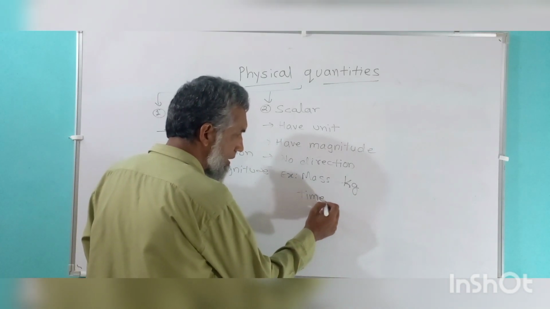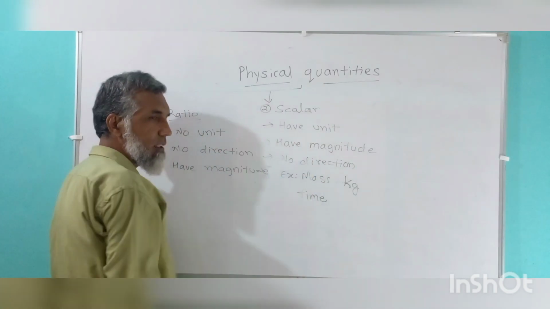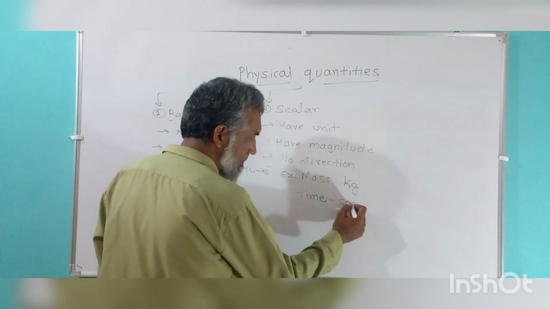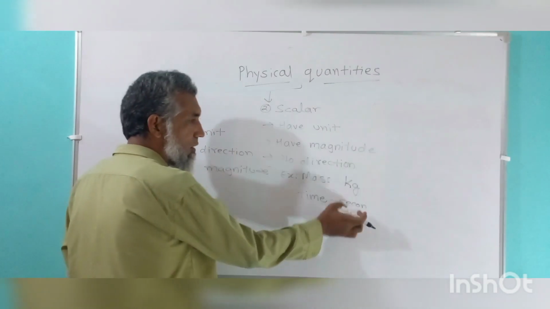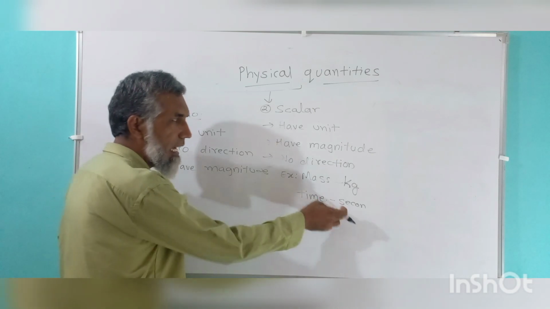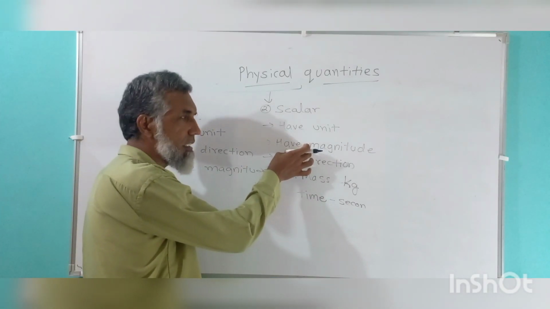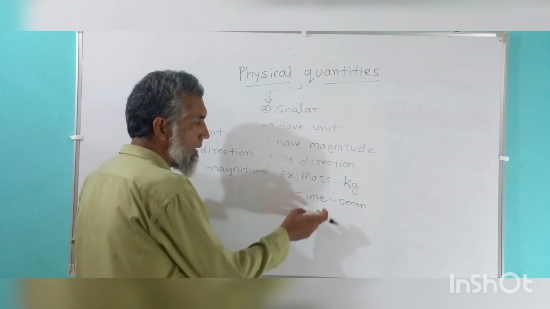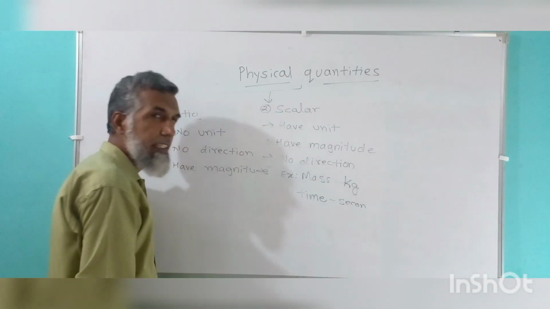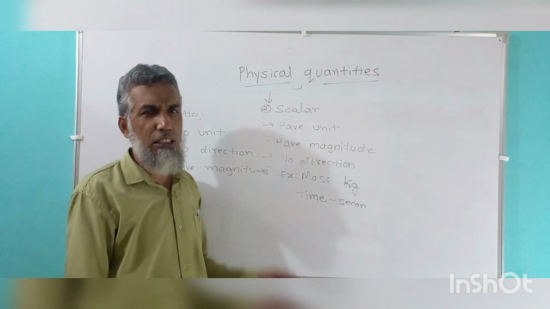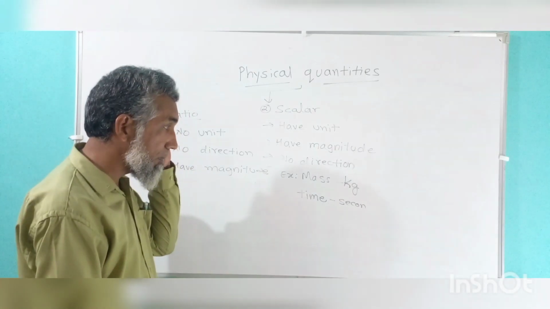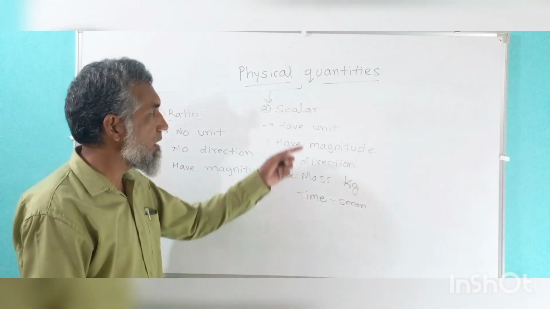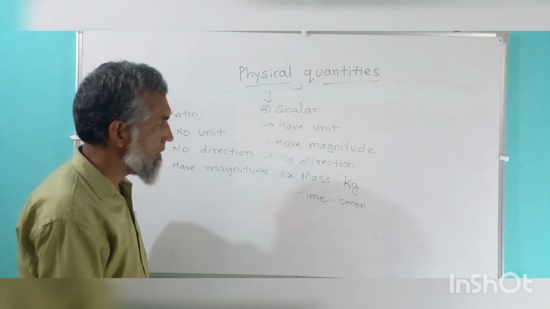Mass is not having any direction. Likewise, time. Time is also a scalar quantity because time is having unit, second. It is having unit and it is having magnitude also. Time we can say 1 hour, 2 hours, 60 minutes, 30 seconds like this. But time is not having any direction. Direction is not needed to express the time. So such physical quantities are called as scalar physical quantities.